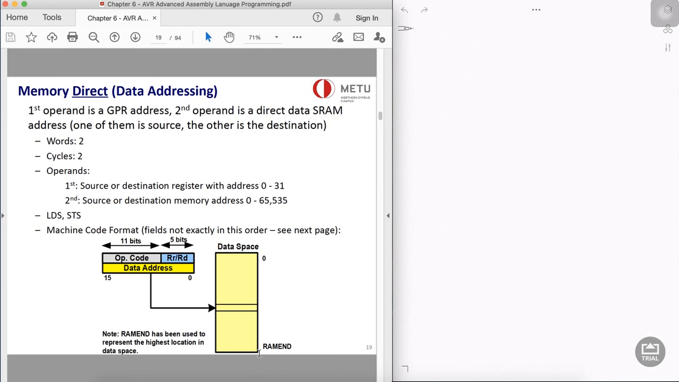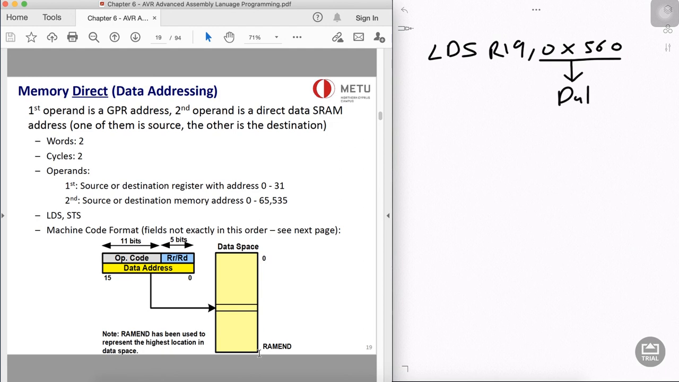If you do remember, I'm just going to give another example. LDS R19, 0x0560. So what we are doing is copying the value at hex 0560, any data address, which is given over here.